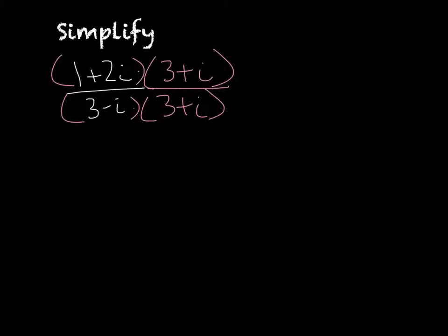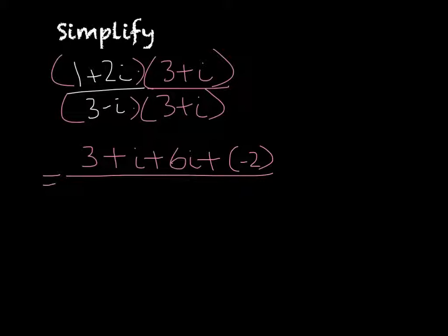So on top, we can use FOIL again. First, 1 times 3, or 3, plus outer, 1 times i, or i, plus inner, 2i times 3, 6i, plus 2i times i, or 2 times negative 1, or negative 2. And then in the denominator, using our difference of squares formula, we end up with 3 squared minus i squared. So this reduces to 1 plus 7i over 9 plus 1, which is 10.